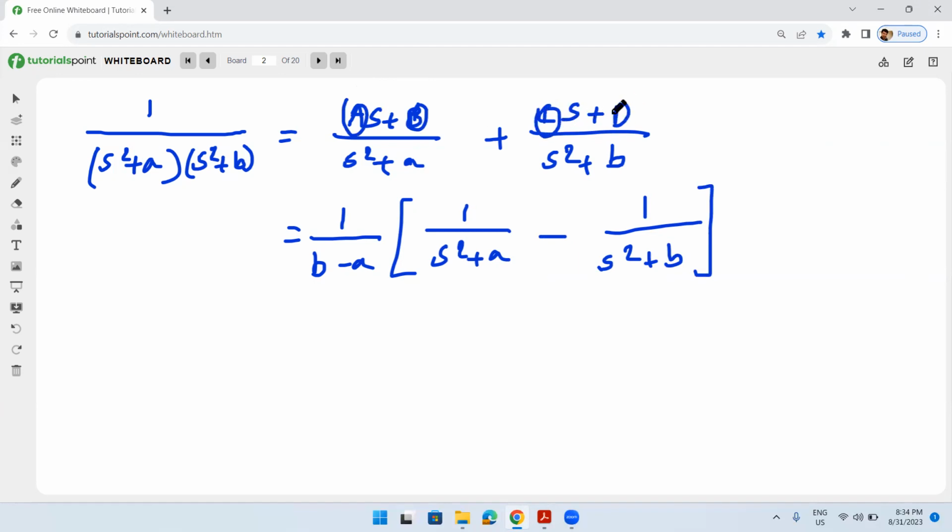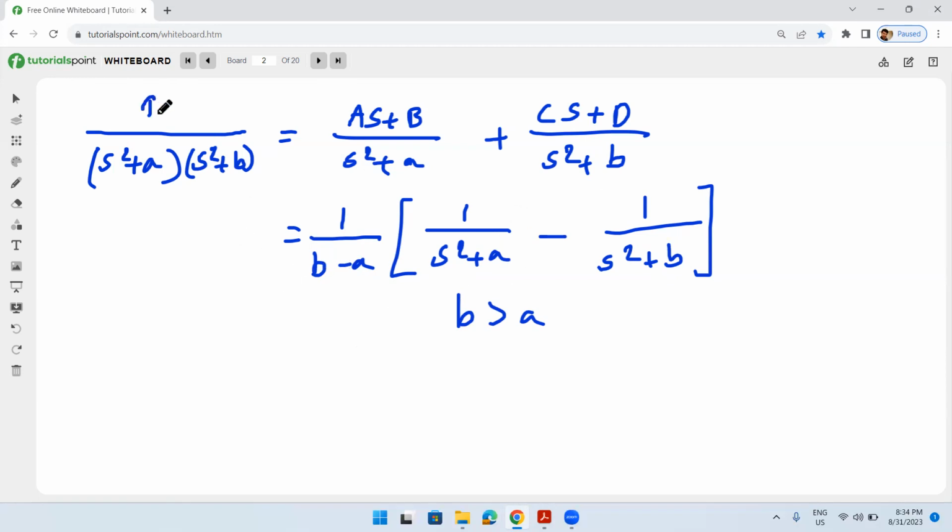Otherwise the simplification requires a lot of calculations. But here we can directly write 1 by (B minus A), 1 by (S square plus A) minus 1 by (S square plus B). Here B is greater than A, so it is the bigger one minus the smaller one, and in the bracket, the smaller one first minus the bigger one. Like this we get it.